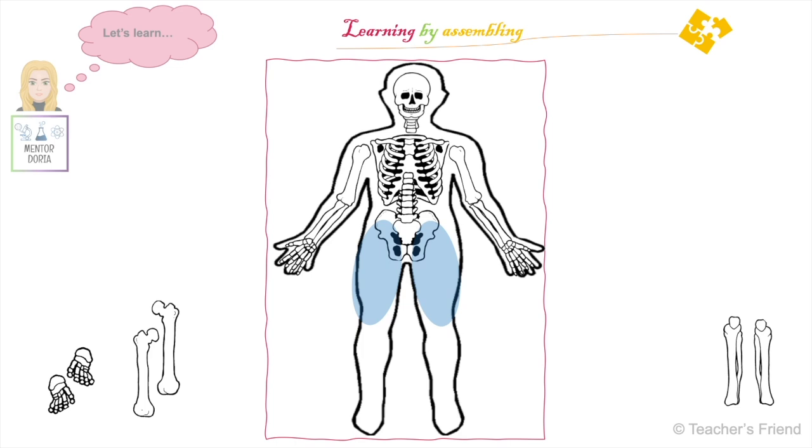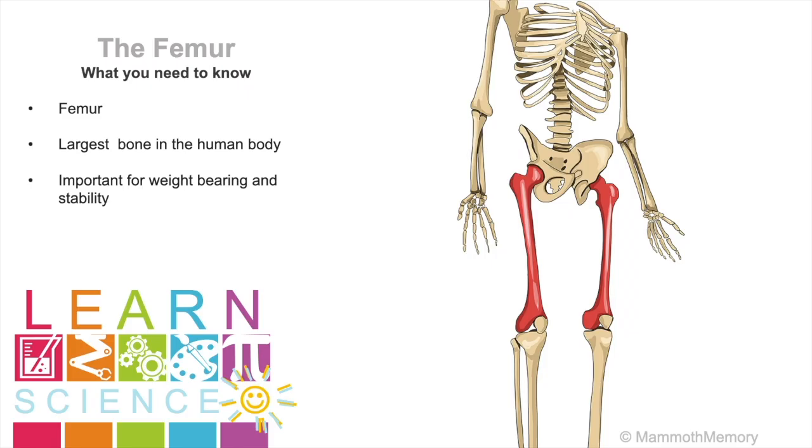Which bone do you think goes here, inside our thigh? 3, 2, 1. That's right, it's these bones here, which are known as the femur. The femur, also known as the thigh bone, is actually the largest bone in your body and is very important in weight bearing and stability.